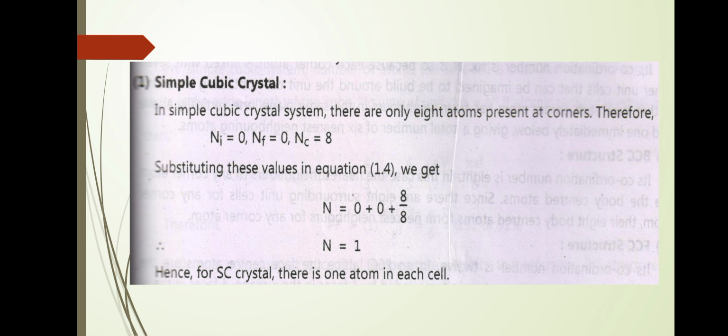Now substituting these values in the equation, N is equal to Ni plus Nf by 2 plus Nc by 8. Now Ni is equal to 0 and Nf is also equal to 0. Therefore N is equal to 0 plus 0 plus 8 by 8. Therefore N is equal to 1. Hence for a simple cubic crystal there is 1 atom in each cell.